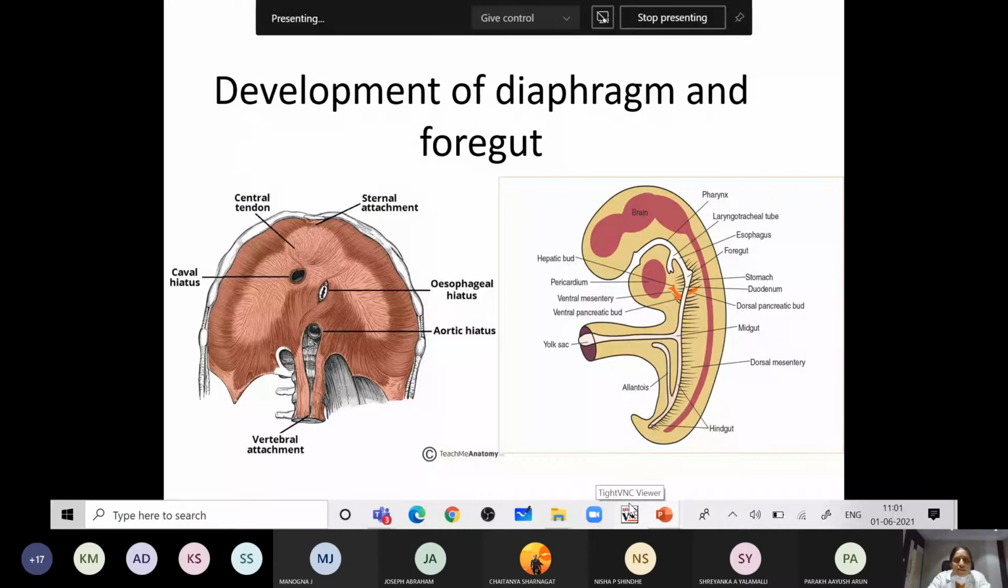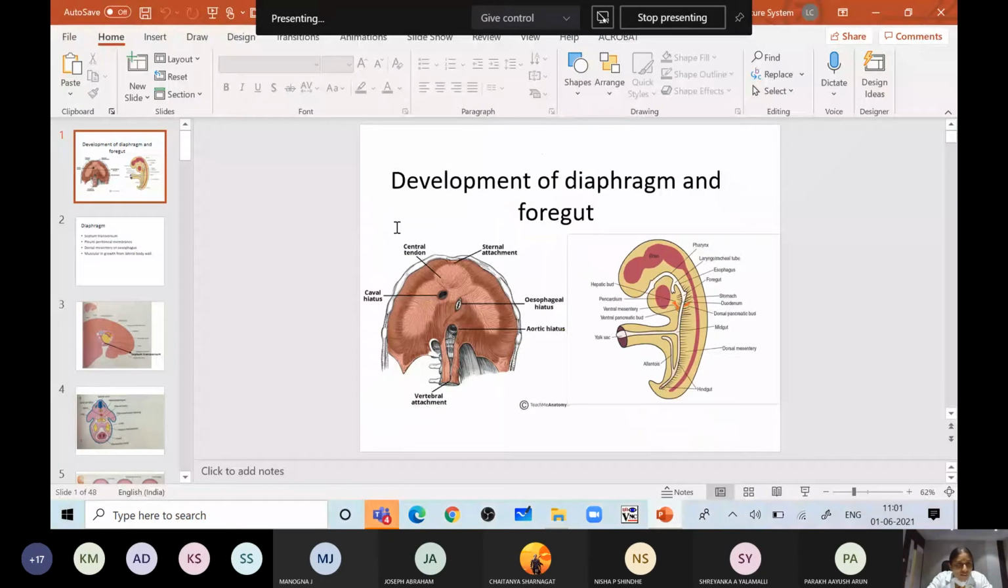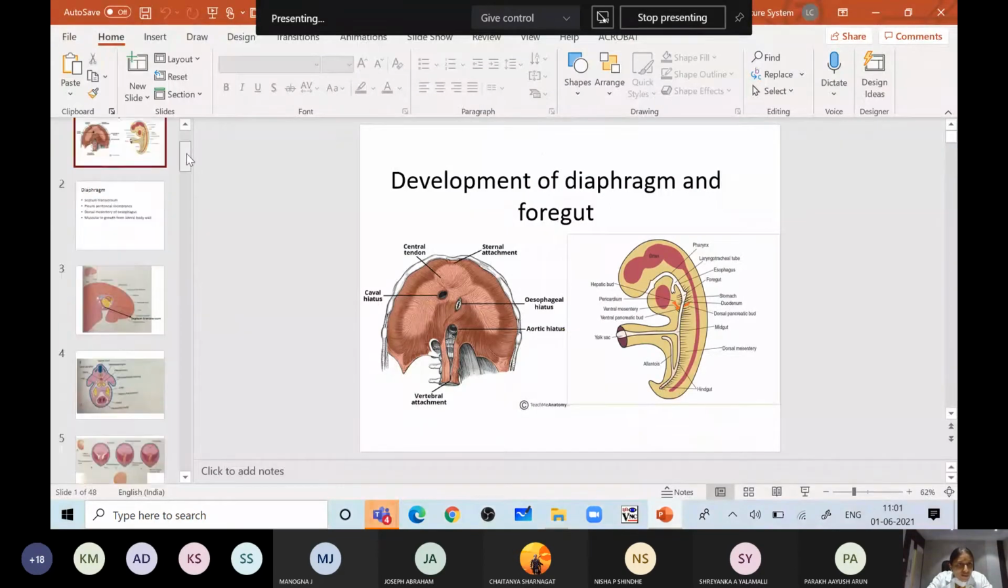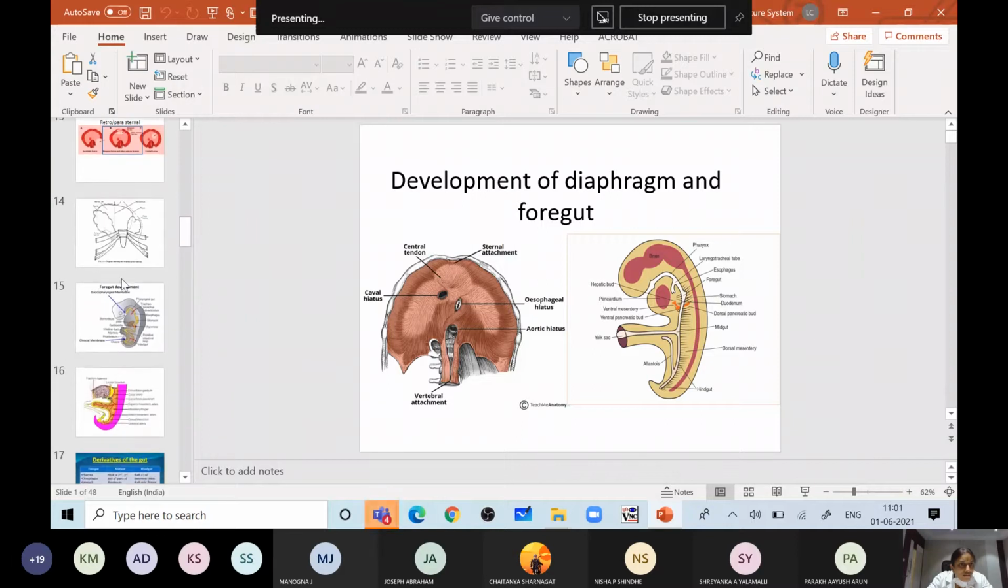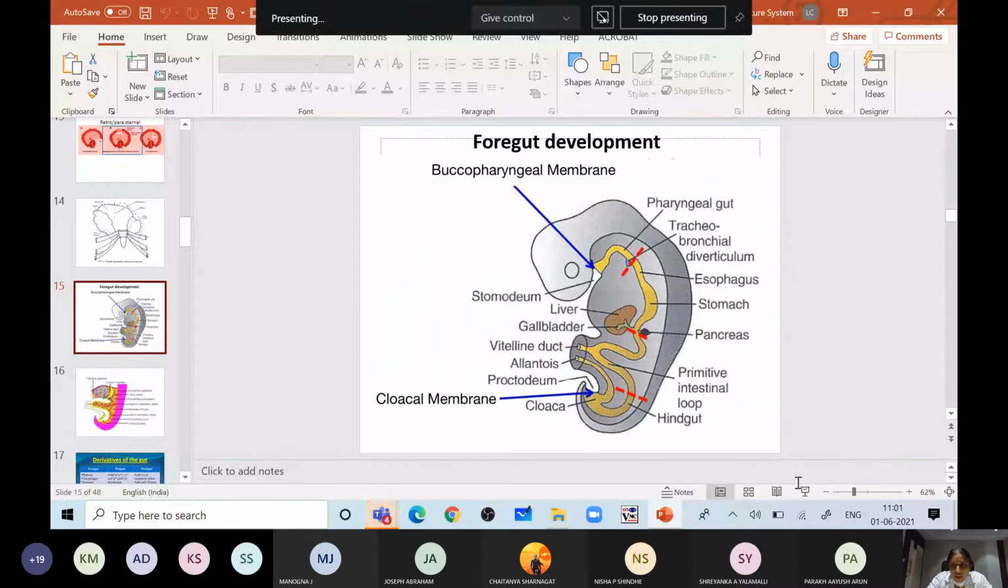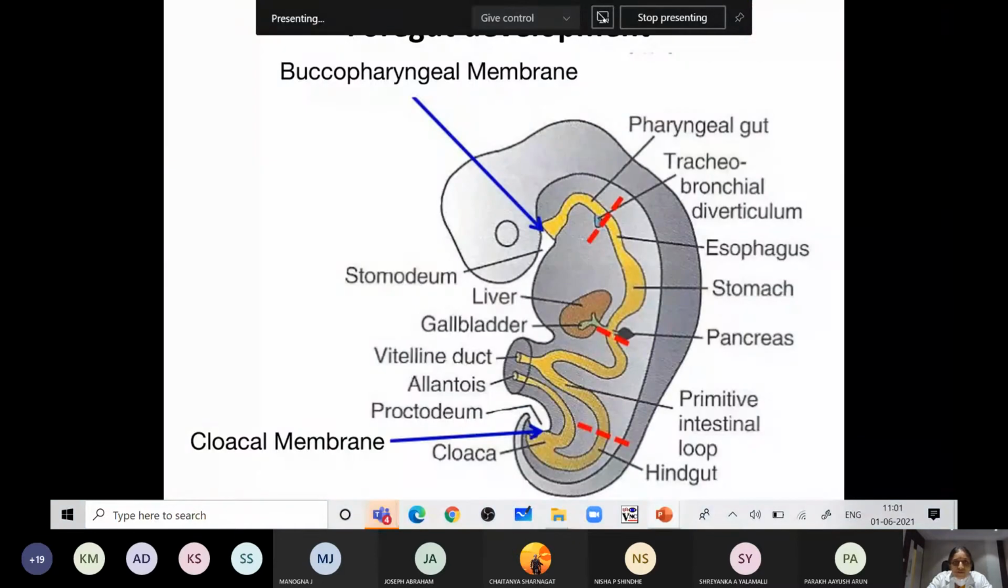Good morning all. Am I audible? Good morning, ma'am. Okay. I will just skip this development of diaphragm because that is not today's topic. Okay. We'll start with the foregut development.